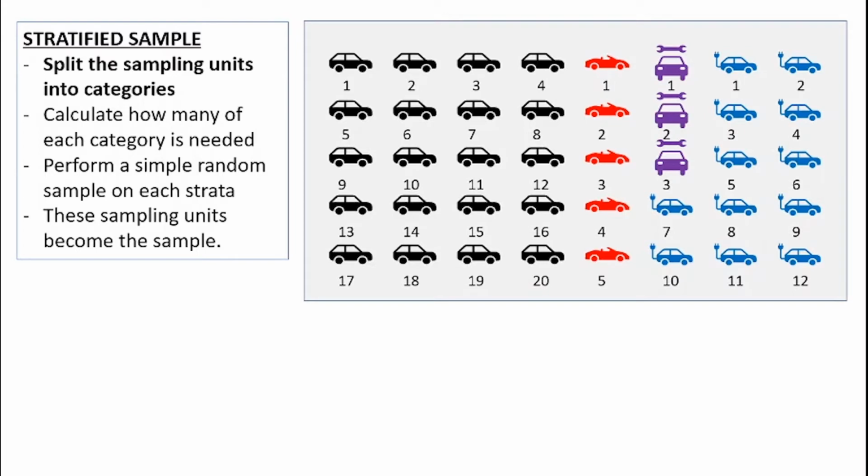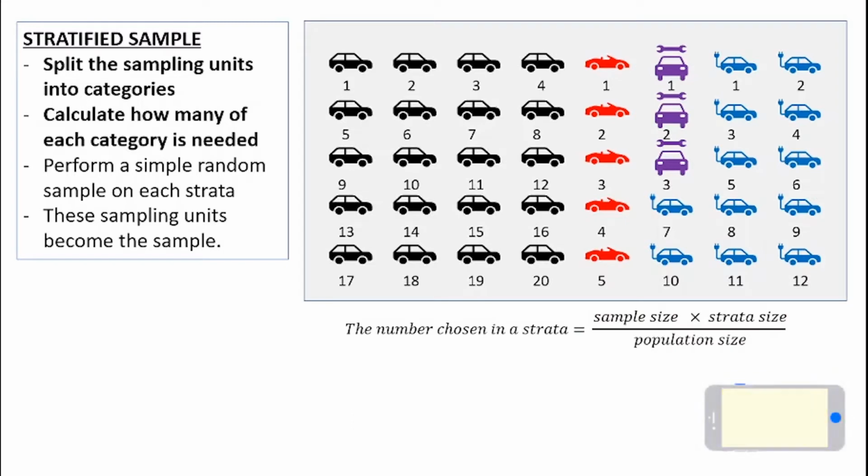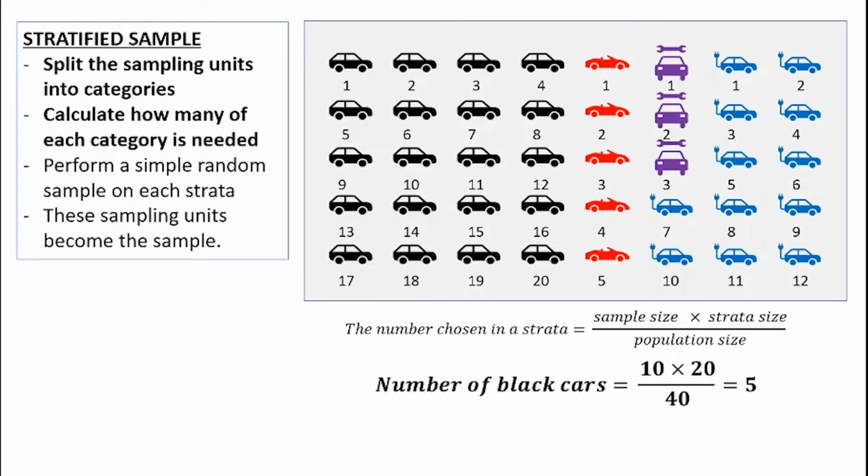So we're going to need to calculate how many of each of these colours is going to be needed, and we're going to use a formula to get there. The formula says the number of each strata needed is going to be the sample size times the strata size divided by the population size. I'm going to go ahead with a sample of 10 again, just like I did last time. So in the first case, it's going to be 10 times 20 divided by 40, meaning I'm going to need 5 black cars to be part of the sample. And this makes sense. Half of the population were black cars, so half of the sample should be black cars as well.